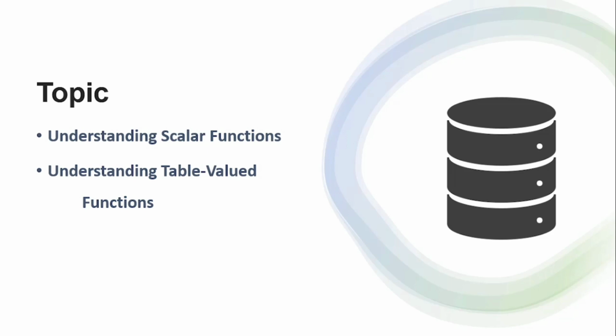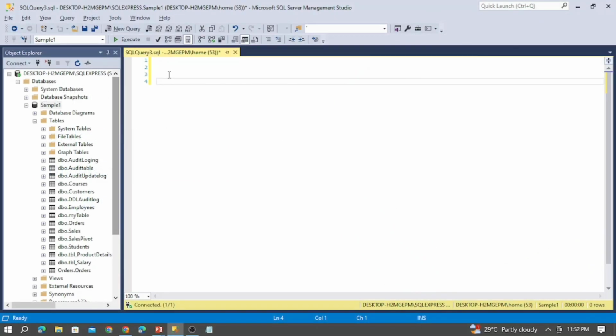Let us get into SSMS. So here I have connected inside SSMS. I am under the sample1 database. So let me quickly create a scalar function that can accept two parameters, perform an addition operation and return the value. Let me use the create function command to create a function.